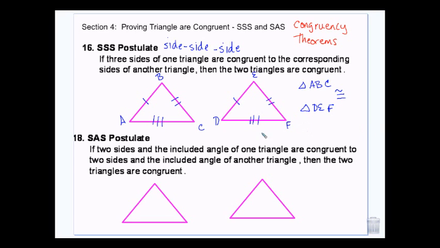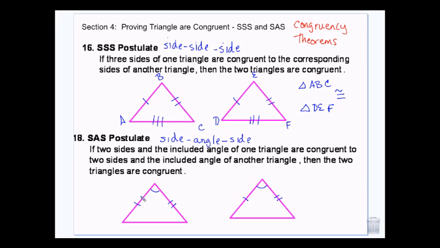The next one is that if we have two sides, this is called side angle side. It's two sides and the included angle. So what that means is this side is congruent to that side. These two sides are congruent, and the angle between them has to be congruent. It can't be an angle over here or here. It has to be the angle between the two congruent sides. So it's the included angle.